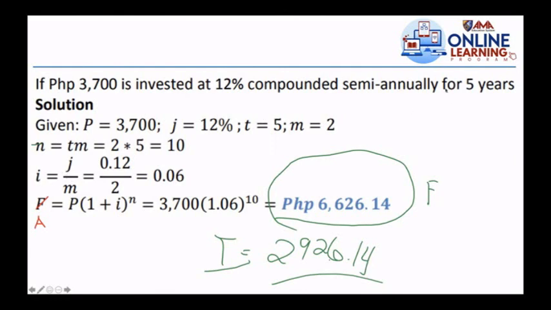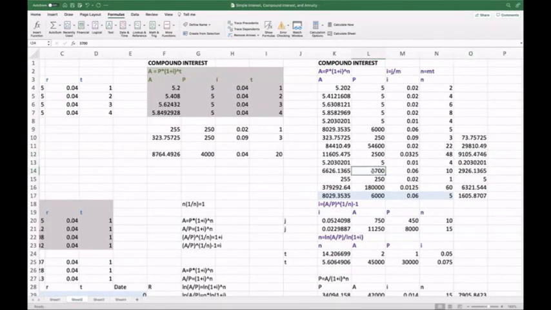Okay? So now, what is the N? Oh, here, look at this. 5 times 2 is 10. That's why you have 10. If you don't do this one, go to the Excel file. Just substitute those values into the Excel file. So 3,700, where's that? Oh, there. 3,700, 0.06, 10, you get this answer. Same answer.